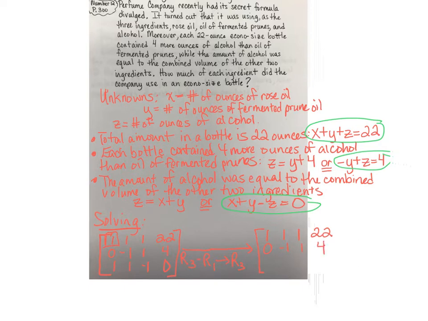And then if we do row 3 minus row 1, then that's 1 minus 1. That will give us 0. Then we'll do 1 minus 1. That will give us 0. Then we'll do -1 minus 1. That'll give us -2. And then we'll do 0 here, minus 22. So that will give us -22. Okay, so far so good.